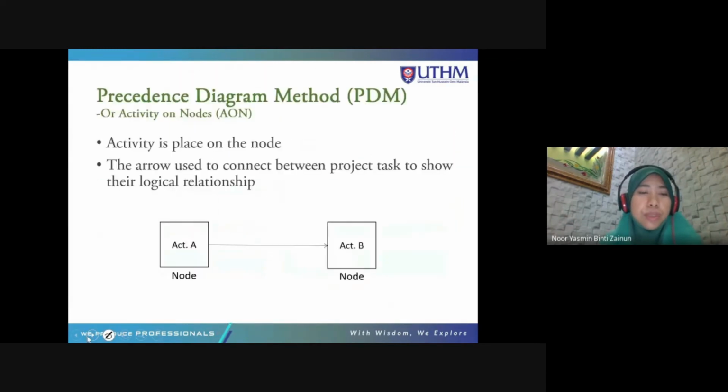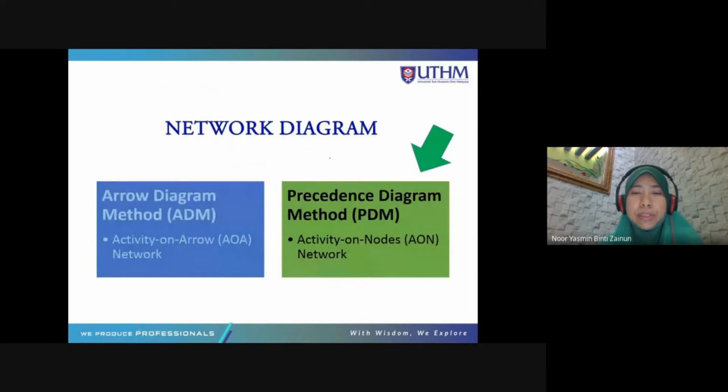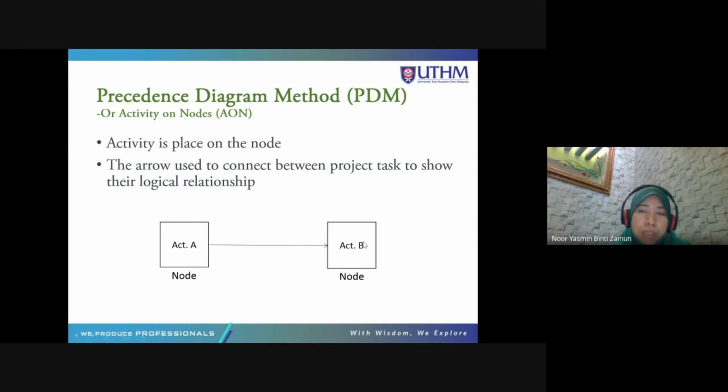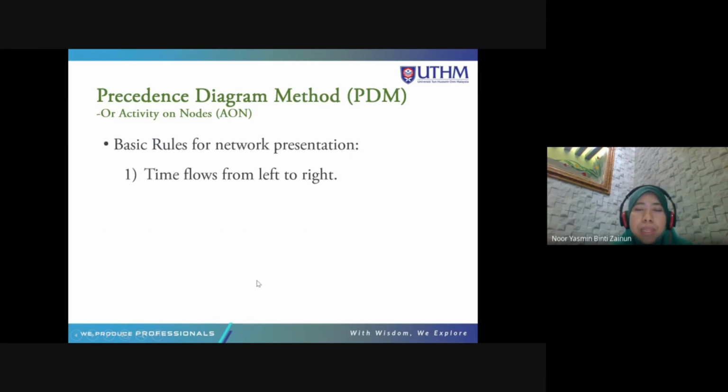Okay, after this, we go to network diagram on PDM, the precedence diagram method, which is activity on node. The difference with ADM is that in ADM the activity is on the arrow. However, in PDM the activity is inside the node. The arrow only shows the relationship. Okay, because in PDM we can show more relationships, not just finish to start.